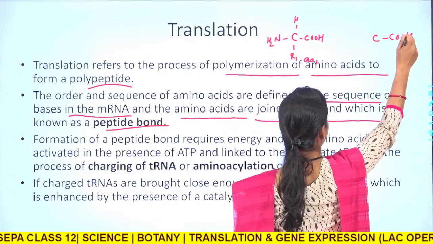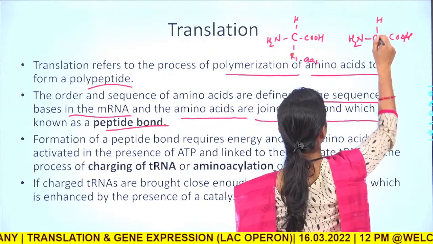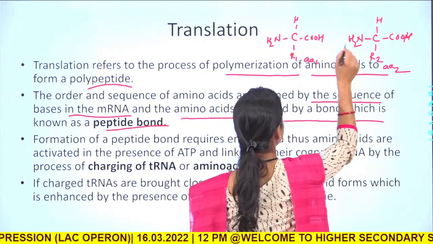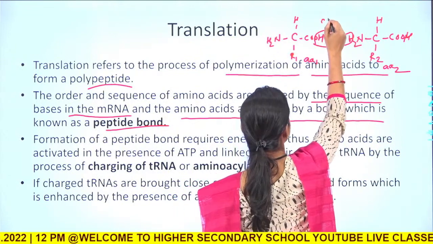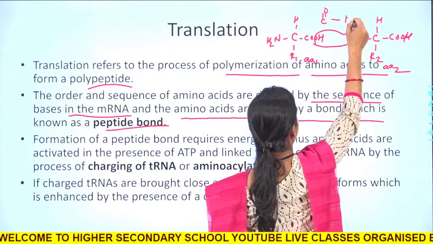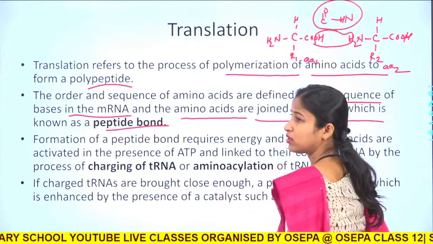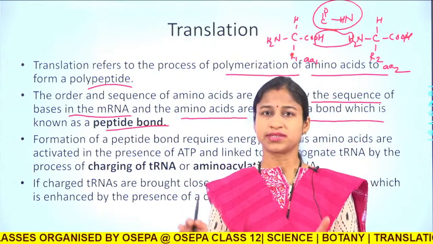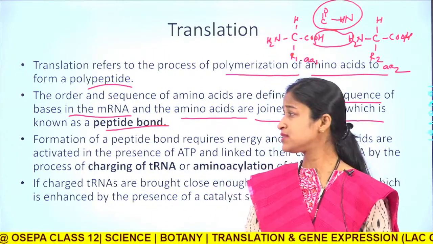Now, how are the peptide bonds formed? This is formed between 2 consecutive amino acids. So, this is amino acid 2. With the removal of a water molecule, there will be formation of a bond like this, and this bond is called the peptide bond. So, this is our peptide bond that happens between 2 consecutive amino acids. In the upcoming slides, we will also visualize this.